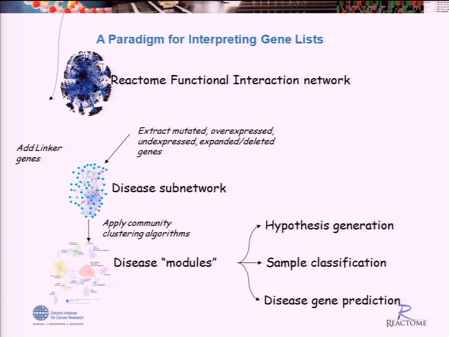We extract the network from that. So the genes which are over- or under-expressed, or deleted, or mutated, are used to create a subnetwork. They use clustering algorithms, a variety of social network algorithms, to find genes which are interacting with each other more than expected, find disease modules, generate hypotheses, or classify samples.